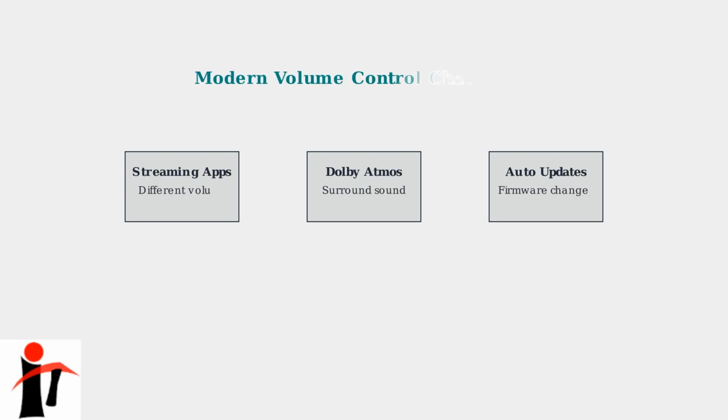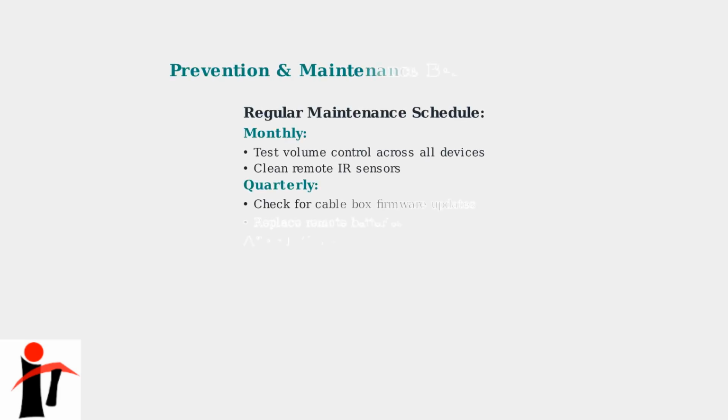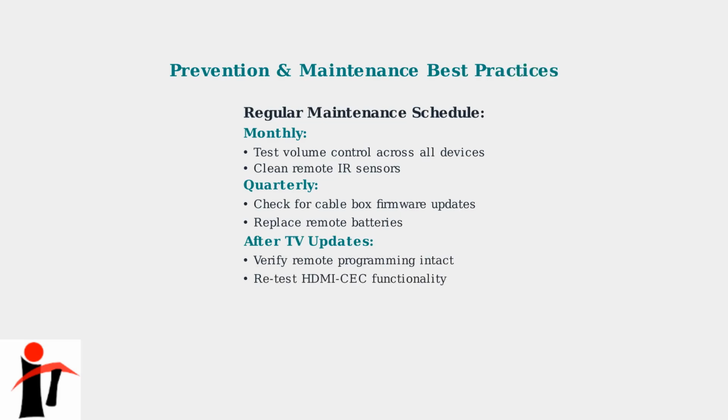Modern smart TVs and streaming services introduce new complexities. App-specific volume levels, Dolby Atmos compatibility issues, and automatic firmware updates can all disrupt your carefully configured volume control settings. Prevention is key to avoiding future volume control issues. Establish a regular maintenance schedule that includes monthly volume testing, quarterly firmware checks, and verification after any TV updates.